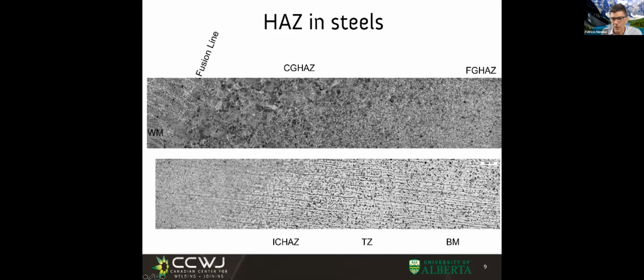Let's talk about this base metal, and we see the rolling marks, right? This is a rolled plate. You see, these are the marks of rolling. This is ferrite and perlite, I know. And then, look at this. We go from something that is clearly ferrite and perlite to something that is fine grain, right?